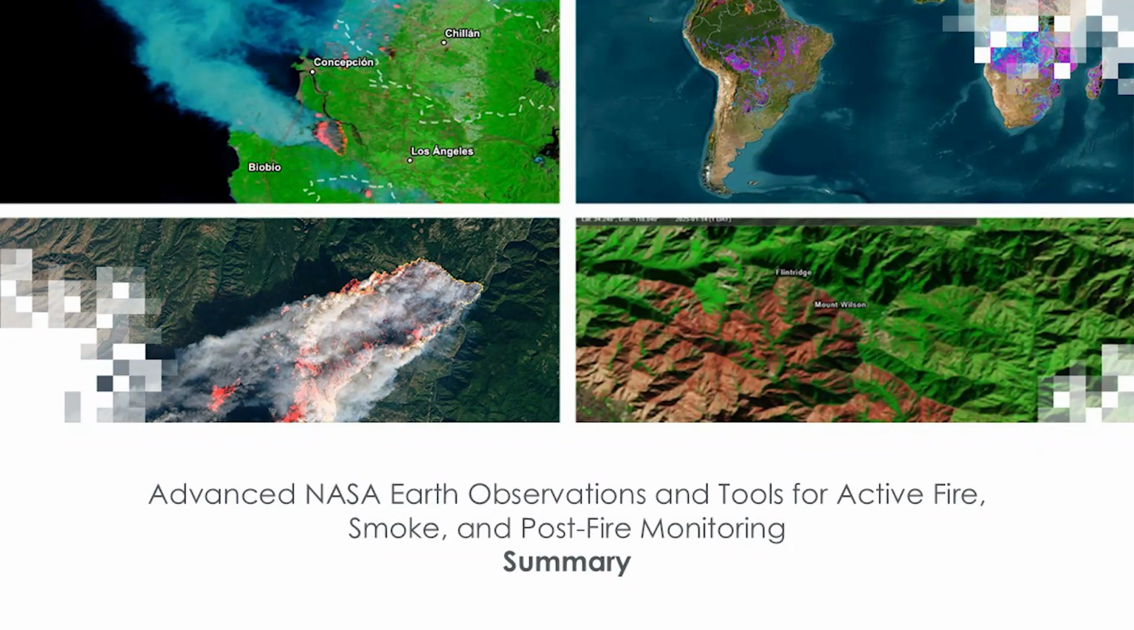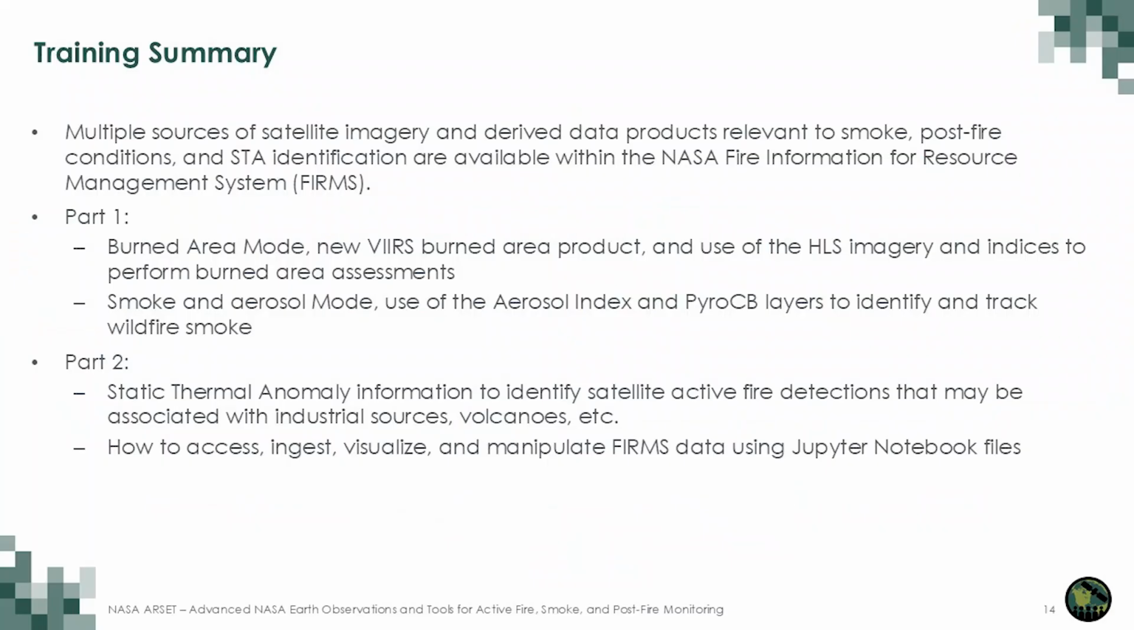And just to summarize this training series, this two-part training demonstrated to participants several new capabilities within FIRMS. In part one, we looked at burned area mode in FIRMS, the new VIIRS burned area product, and the use of HLS imagery and indices to perform burned area assessments. This is useful as monitoring post-fire impacts to vegetation is essential for evaluating burn severity, which informs post-fire debris flow risk, understanding patterns of ecosystem recovery, and identifying areas requiring restoration intervention.